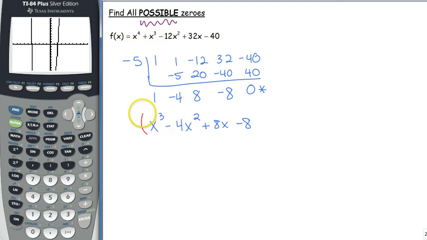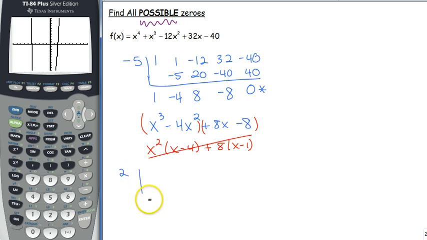We check to see if we can factor by grouping. We pull out x squared, we're left with x minus 4. We pull out an 8, we're left with x minus 1. So no, we can't factor by grouping here, which means we've got to go back to synthetic division. We look and we see that we have a possible solution at 2. So we go ahead and synthetically divide out the 2 using the 1, -4, 8, -8 that we were left with from the first step.